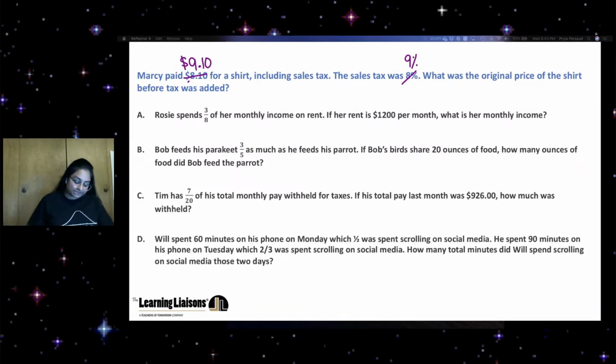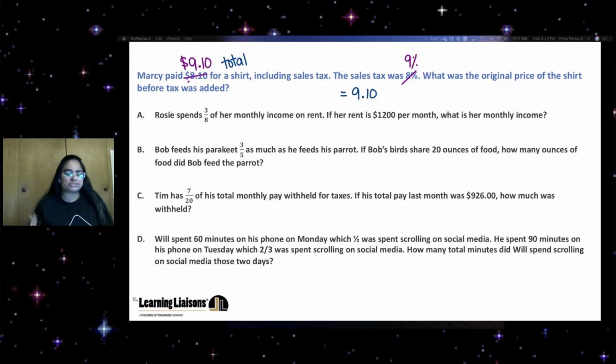So Marcy paid $9.10 for a shirt. That tells us the total, right? We know that's the total. So if that's the total, it's going to equal $9.10. Let me write it underneath instead of in the middle. And that includes what? It includes the sales tax that was added to the original price, right?